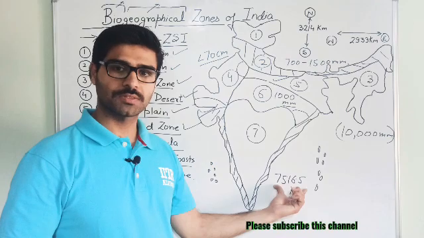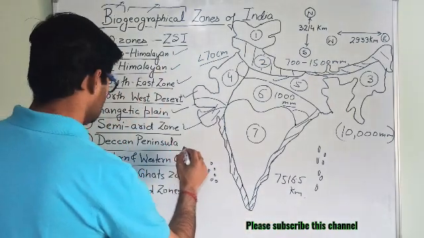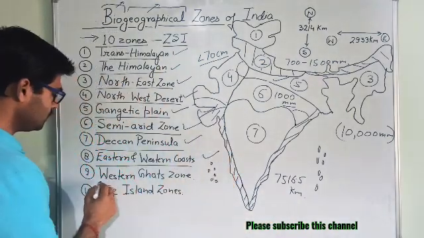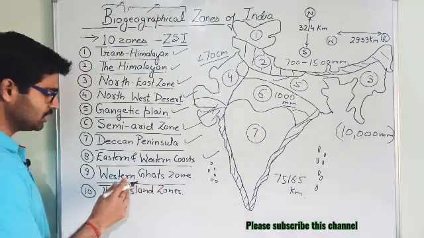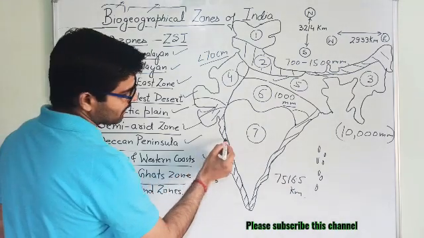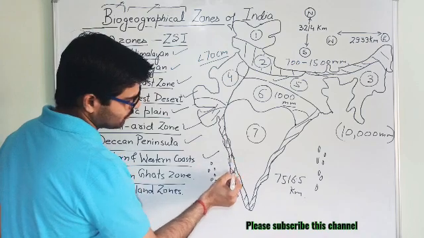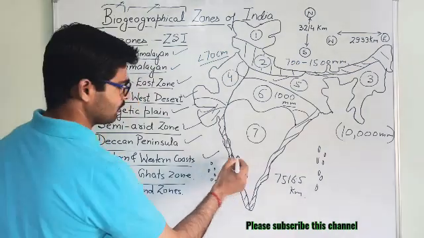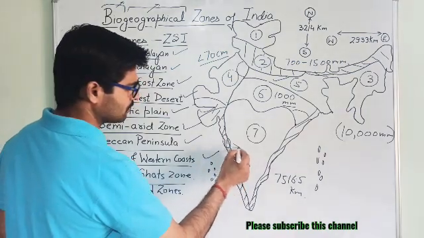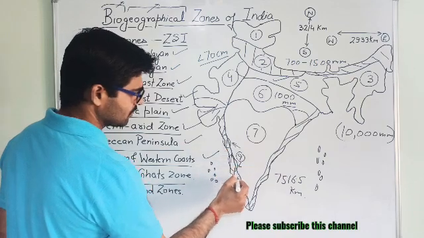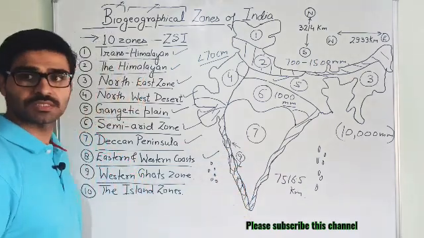The length is about 7516.5 kilometers. Ninth zone of India is the Western Ghats. This is the ninth zone. Here we have the Western Ghats.